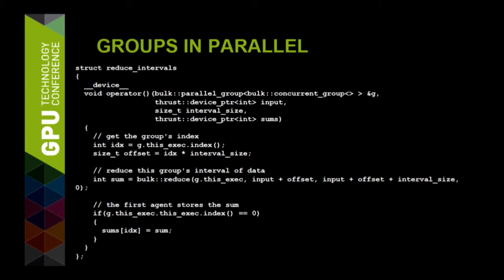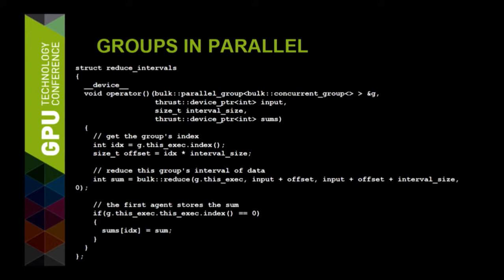And this is what the kernel looks like. The first parameter is describing the hierarchy of these groups. So this is a parallel group of concurrent groups, a two-level hierarchy, and then we just have our parameters that describe how the data is laid out. To sum up each of these intervals of numbers, we get the index of the current group and find where the interval lives in the input. And then, again, we just call bulk reduce to sum up that interval of numbers corresponding to our current group.